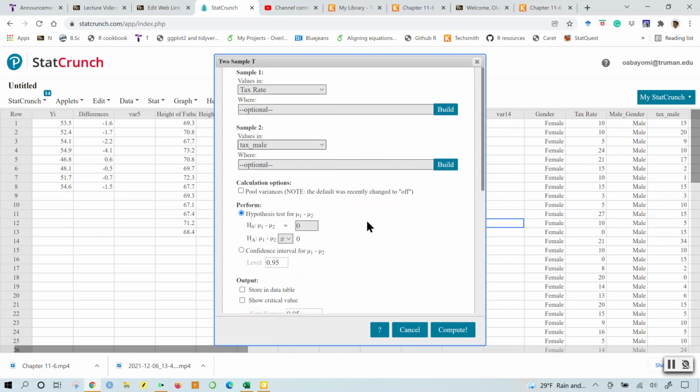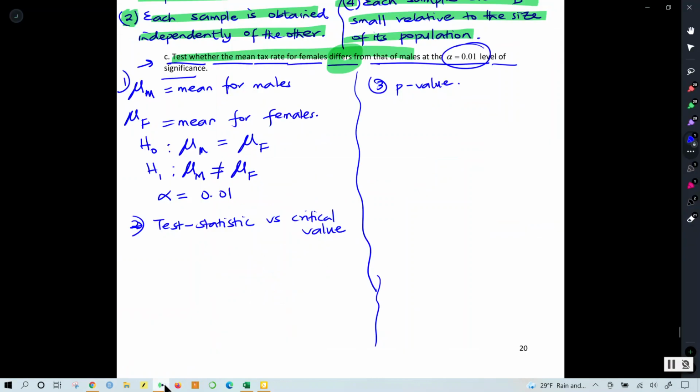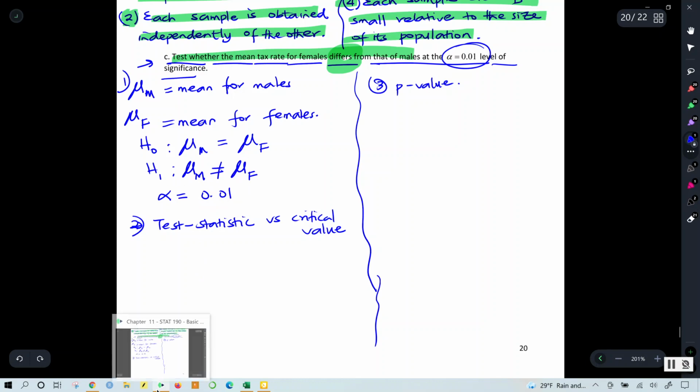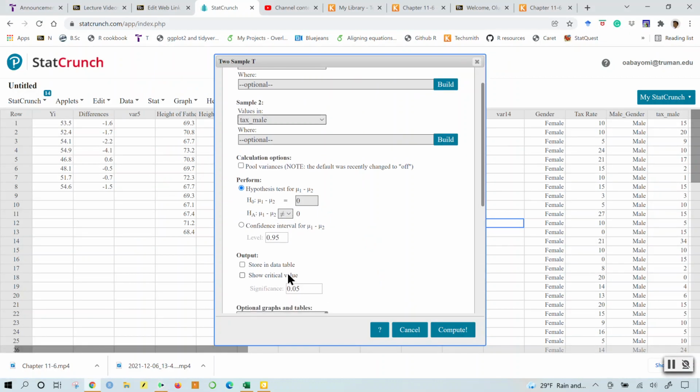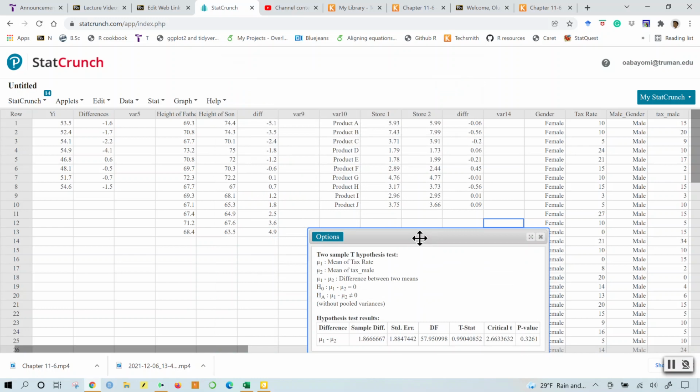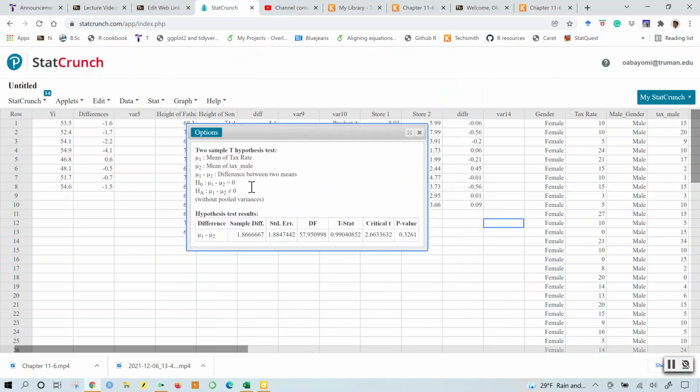All right. And then what do I want to check? I want to ensure that the inequality in my alternative reflects in the test. And my alpha is 0.01. So let me check. Not equal to, that's important. And then show critical value, 0.01, and compute. So I have the values here.